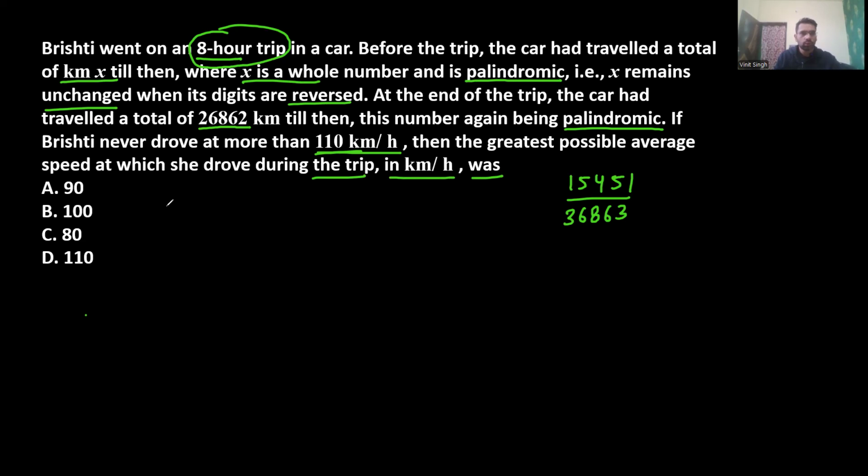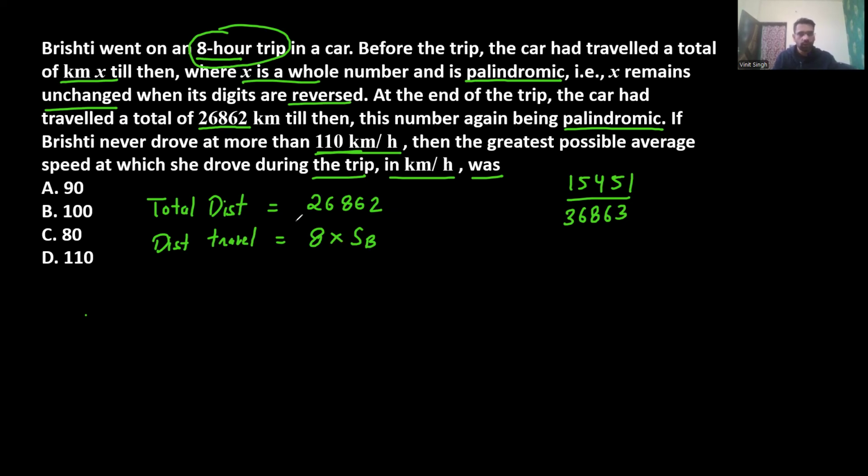So the total distance is 26862. This is the total distance before the trip and after the trip. Now the distance traveled in the trip: distance is equal to time, 8, into the speed of Brisky. So Brisky's speed cannot be greater than 110.